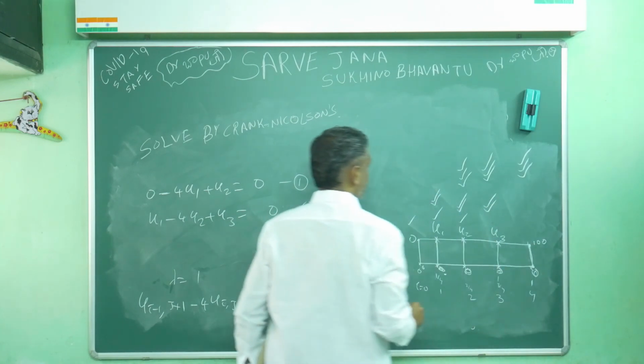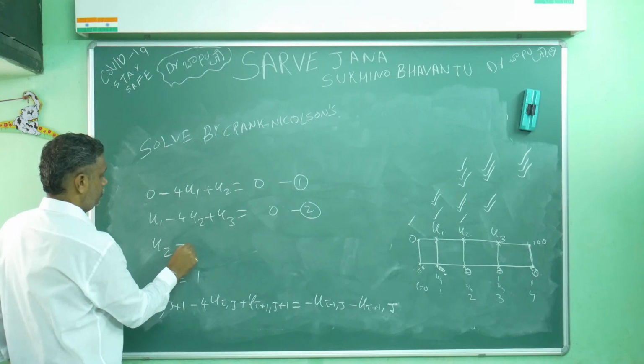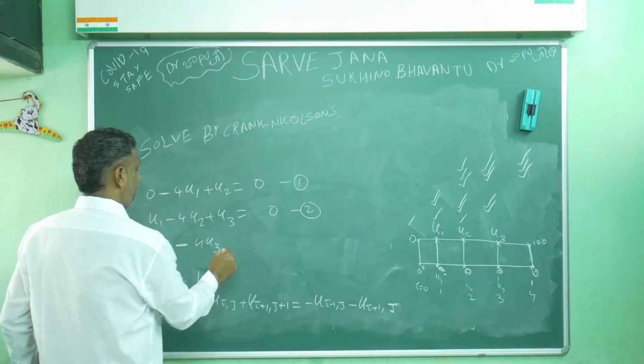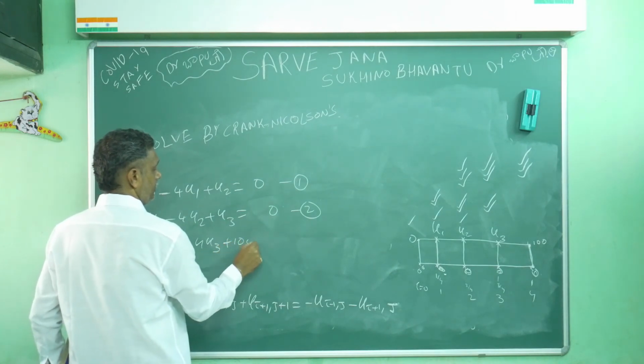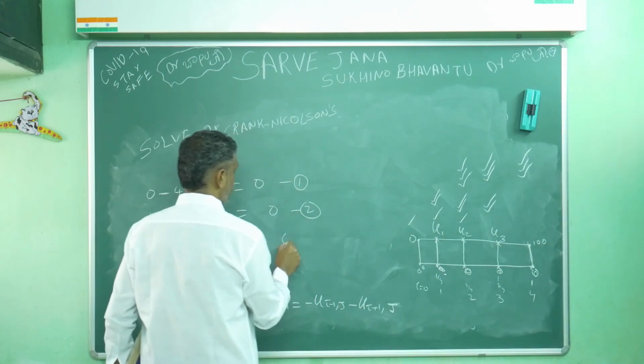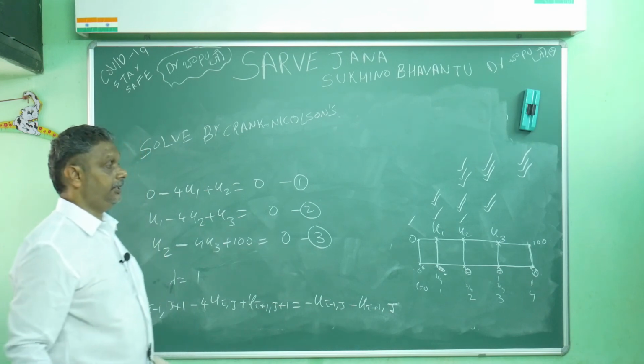Now I am taking these three values. Getting or not? So how can you write: u2 minus 4u3 plus 100 is equal to minus half, because all are zeros, nothing will happen. Zero. Getting or not? This is the first step.